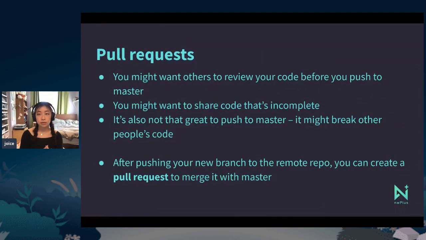Along the same lines with collaboration, we're going to talk about pull requests. You might want others to review your code before you push to master or main. You might want to share code that's incomplete. It's also not that great to push straight to master. It might break other people's code, and you're much more likely to get conflicts like that as well. So after pushing your branch up to the remote repo, like we did with git push -u, you can create a pull request to merge it with master.